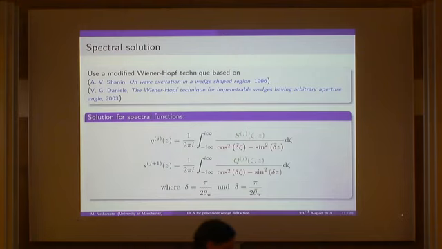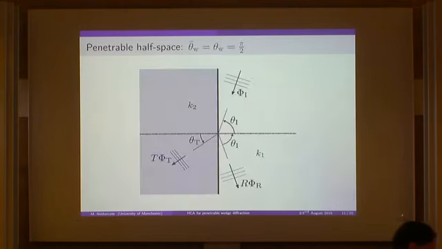But for now, I want to talk about a very simple example where the wedge is opened up to create the penetrable half space. Here, the incident wave has been scattered into a single reflected and a single transmitted wave, with the reflection and transmission coefficients R and T respectively. In this particular case, every single integral that I've shown you before can be evaluated exactly, and the resulting asymptotic approximation matches perfectly with the exact solution found using more conventional methods.